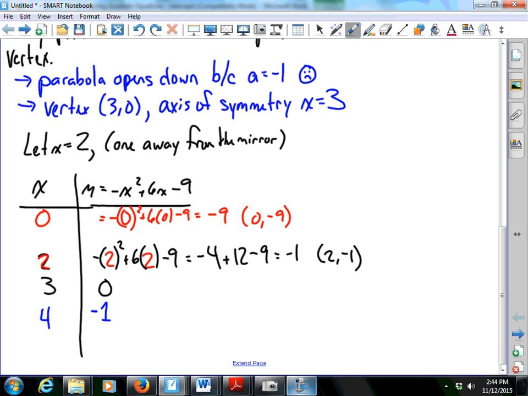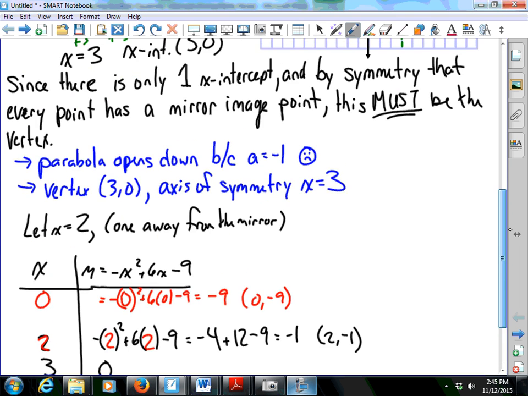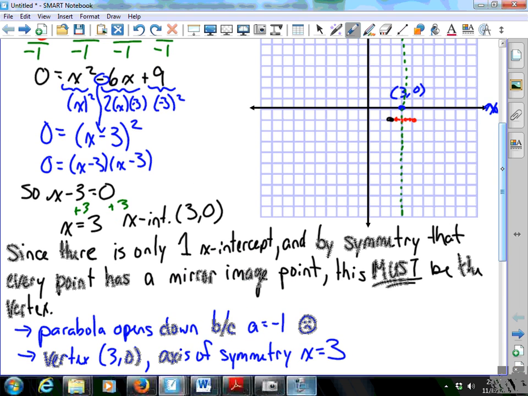Ask yourself, though, when x is 0, how far away is x equal to 0 from the mirror? How about I plot it? And maybe that's easier to see. So when x is 0, y is negative 9 down here. You have to ask yourself, how far away are you from the mirror? In this case, you are 3 units away from the mirror. So you have to go 3 units this way. So that's 4, 5. That's at 6, negative 9.